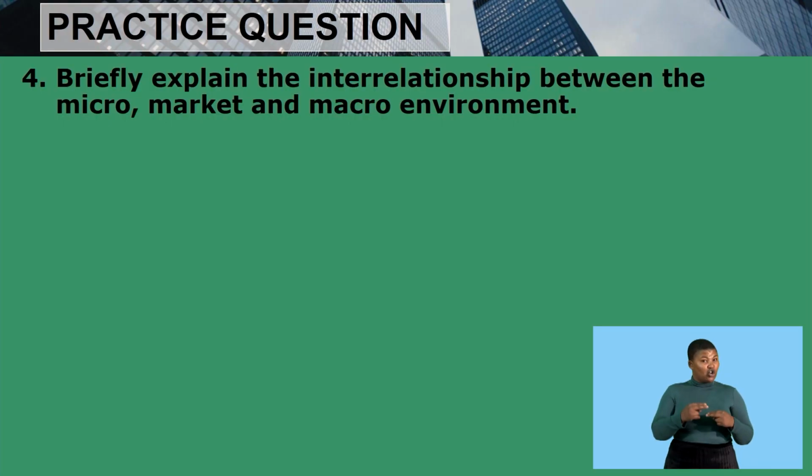Okay, then our last question. Briefly explain. So you're going to explain not as extensively as when it says discuss. In this case, briefly explain the interrelationship between the micro, the market, and the macro environment. So the easiest way to discuss this relationship will be to use an example.